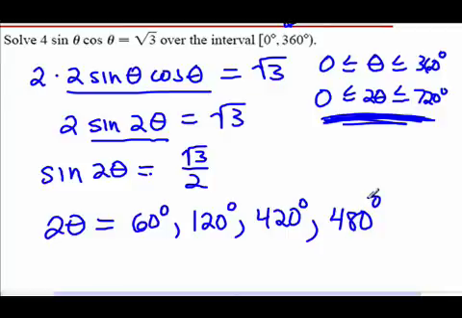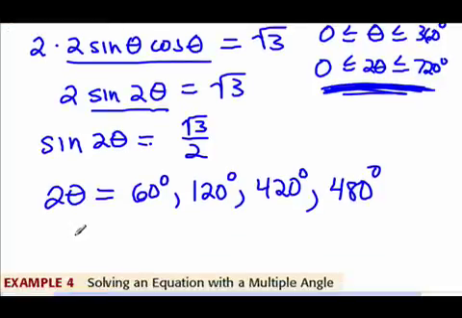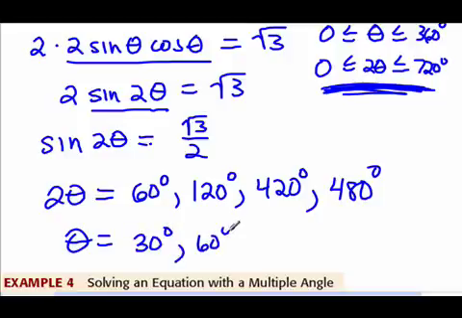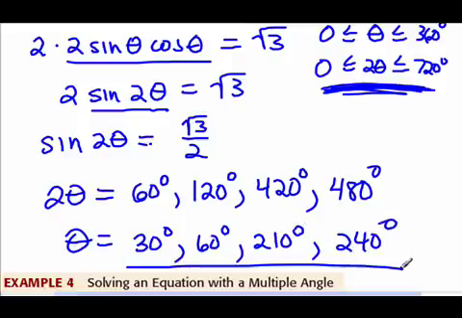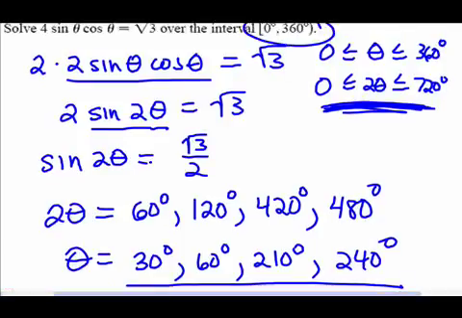Now, if 2 theta equals these 4 angles, how do we solve for theta? Divide all these by 2. You got it. So theta is 30, 60, 210, or 240. And as you can see, all 4 of those are between the original bounds. All 4 of them have to be between these 2 values. There is your solution.